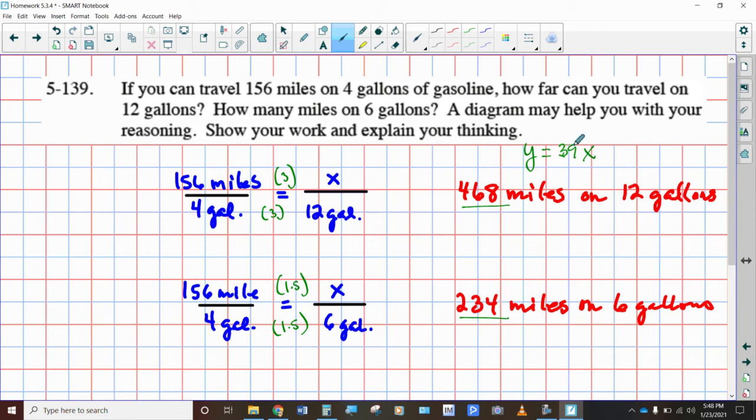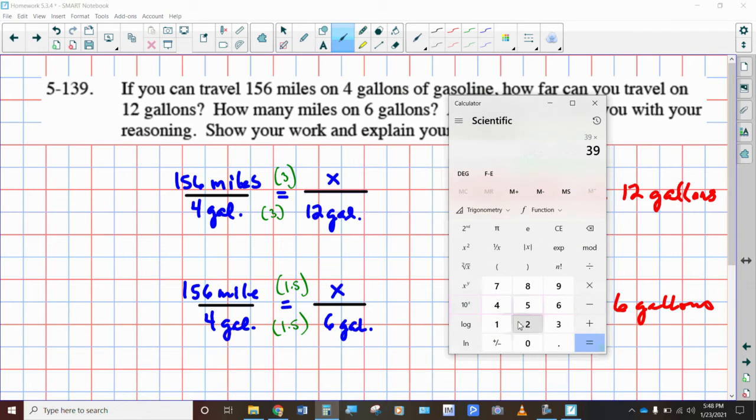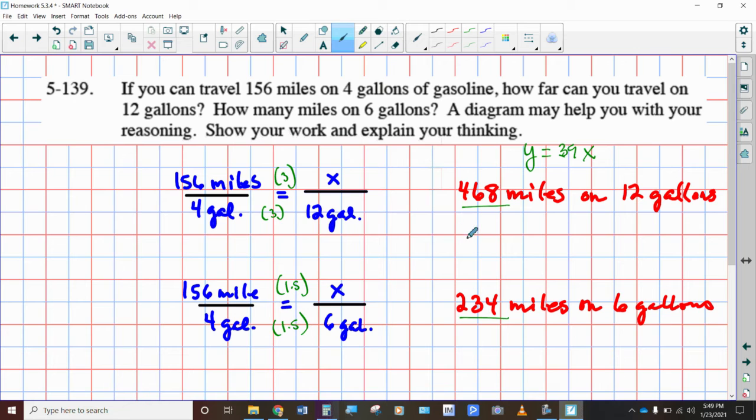So if I multiply 39 times 12, I should get 468, and I do. And then I can multiply 39 times 6, and that would give me 234. Now, some of you may have noticed, well, if it's 468 miles for 12 gallons, then half of that must be 234 miles for 6 gallons, and that is another wonderful use of proportional reasoning.